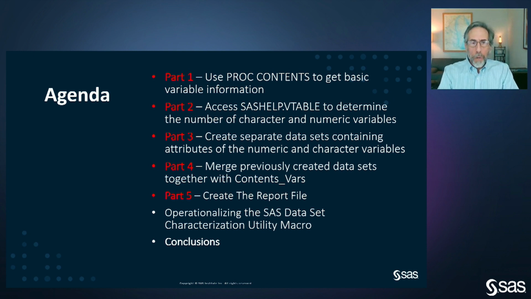The program is actually broken into five different parts, part 1 through part 5, and the presentation is going to follow and illustrate each one of those parts of the program. Part 1 is use PROC CONTENTS to get variable information. Part 2 is access sashelp.vtable to determine the number of character and the number of numeric variables. Part 3, we're going to create separate datasets containing attributes of the numeric and the character variables. Part 4, merge the previously created datasets together with contents_vars. And part 5, we're going to create the report file.